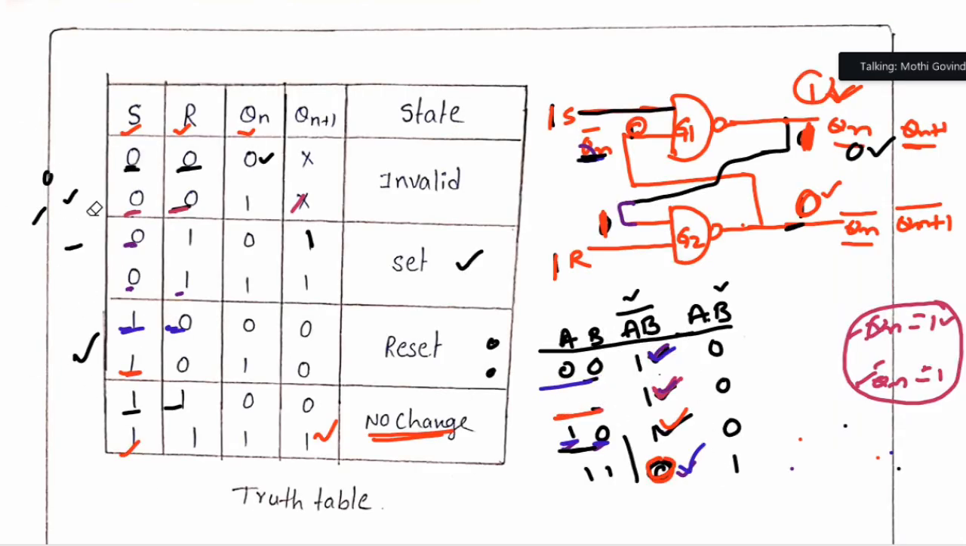So here there are present inputs and past outputs. After giving present inputs and past outputs, I am going to get my next state, which is Qn plus 1.